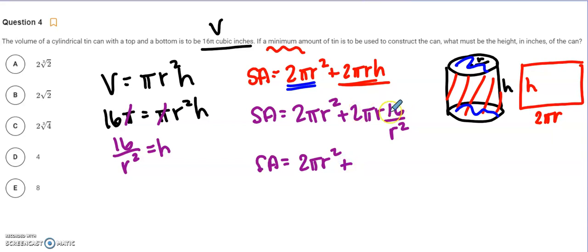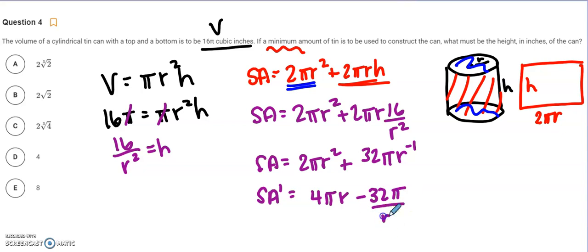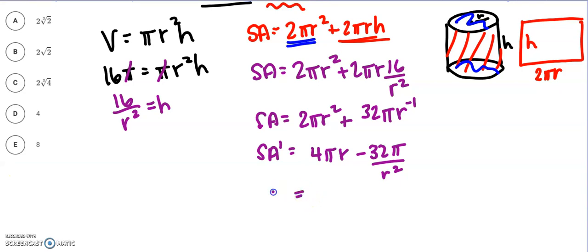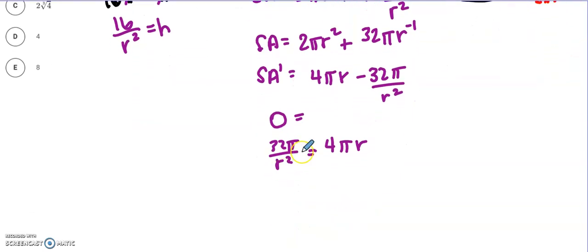I'm going to clean that up even a little bit more. 2 pi r squared plus 32 pi r to the negative 1. So now when I go to take the derivative, I end up with 4 pi r minus 32 pi over r squared. I'm going to set that equal to 0. So I'm going to add this: 32 pi over r squared equals 4 pi r. I can cross multiply. This is me showing all of the work. You could have used your calculator if you wanted to.